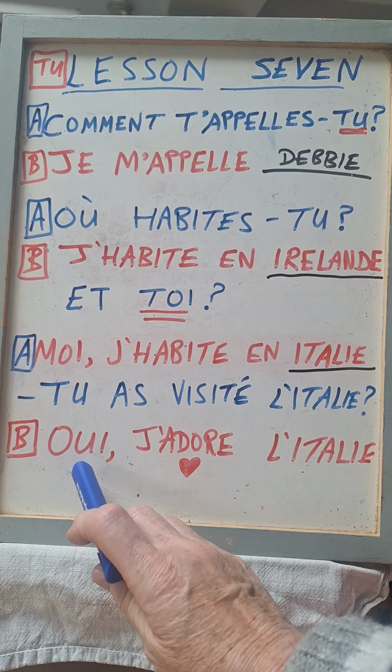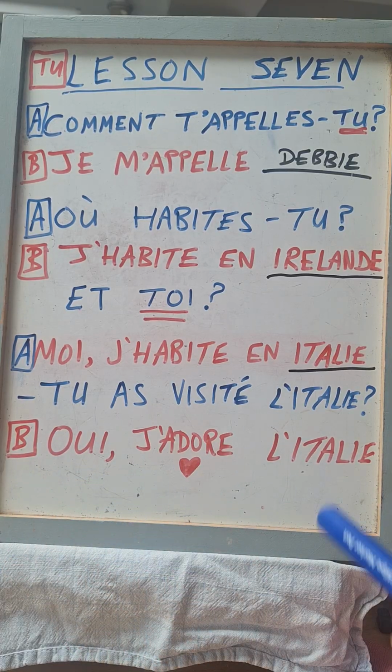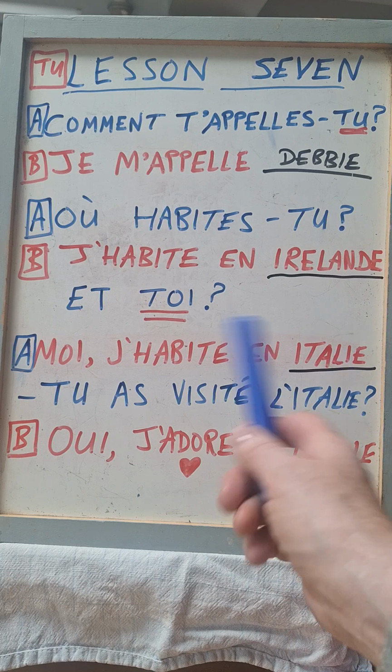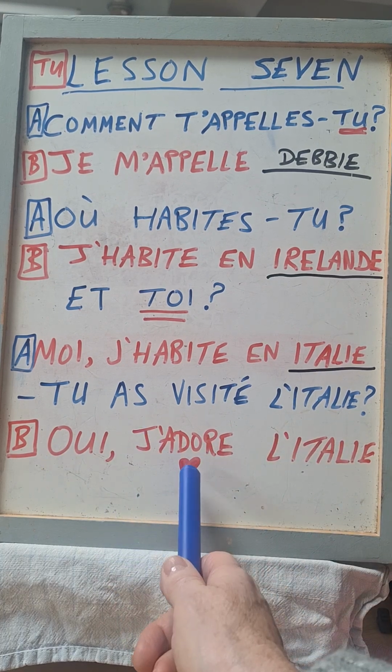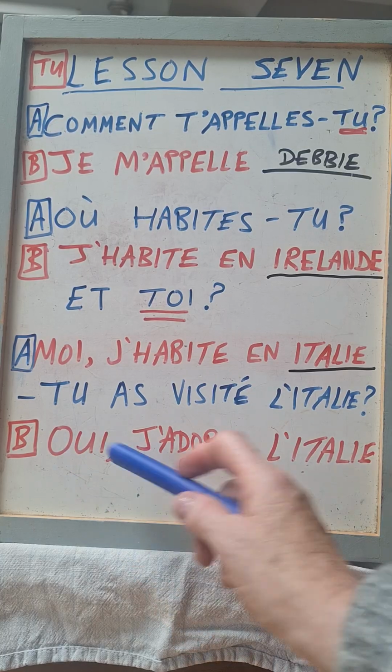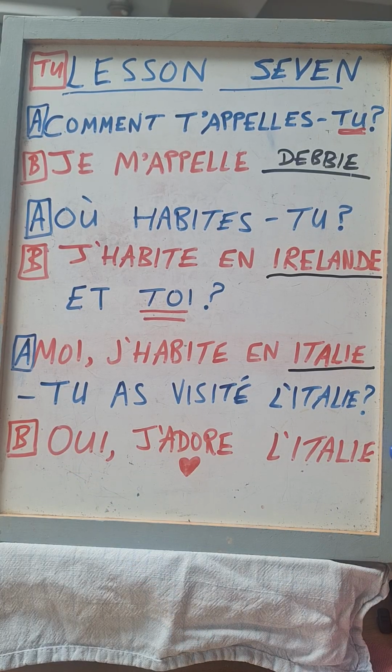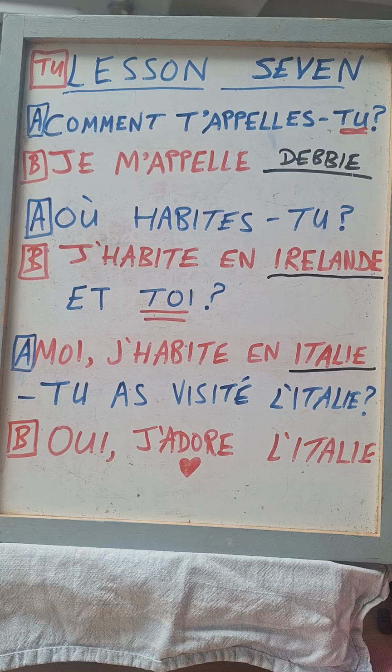Person B answers, Oui, j'adore l'Italie. So yes, they have been to Italy, oui. And then they're saying that they love Italy. Again, oui, j'adore l'Italie. So now we're going to come on to using vous with the same questions.